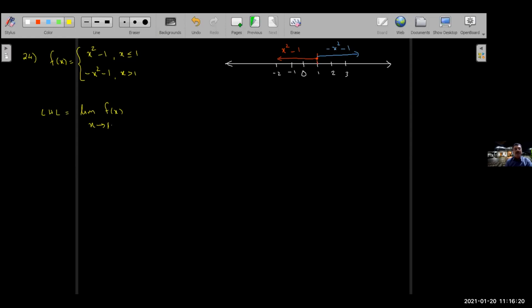LHL is 1 minus. See that this minus is not minus 1. We write 1 minus, which shows left hand limit. While substituting the value also, we will not substitute minus 1. If it was minus 1, we should have written minus 1. This is 1 minus, which means left hand limit is equal to limit x tends to 1 minus f(x).